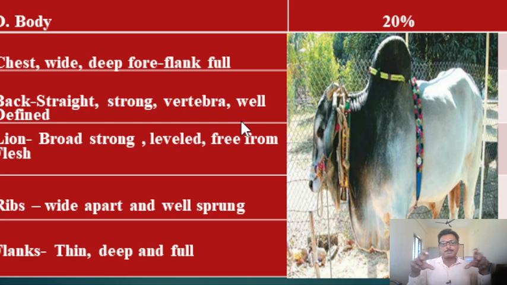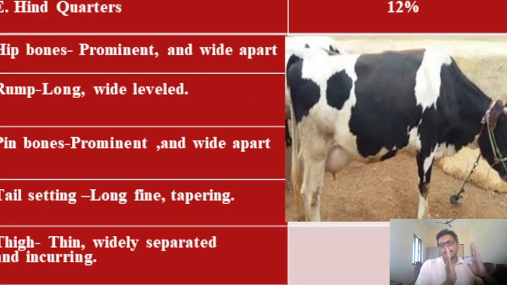And if you see the ribs, the ribs will be wide apart and well sprung. The rib should be a very good one also. And if you see the flanks, it should be thin and deep and full. Like this, whenever we see the body, it should be attractive, and we have to give 20 points for that character. Then, if you see the next quarter, that is the hind quarter.